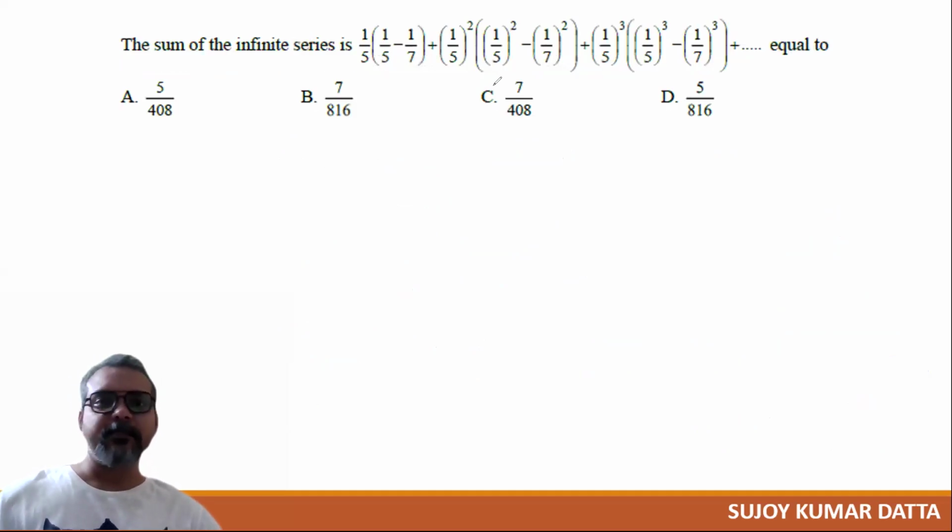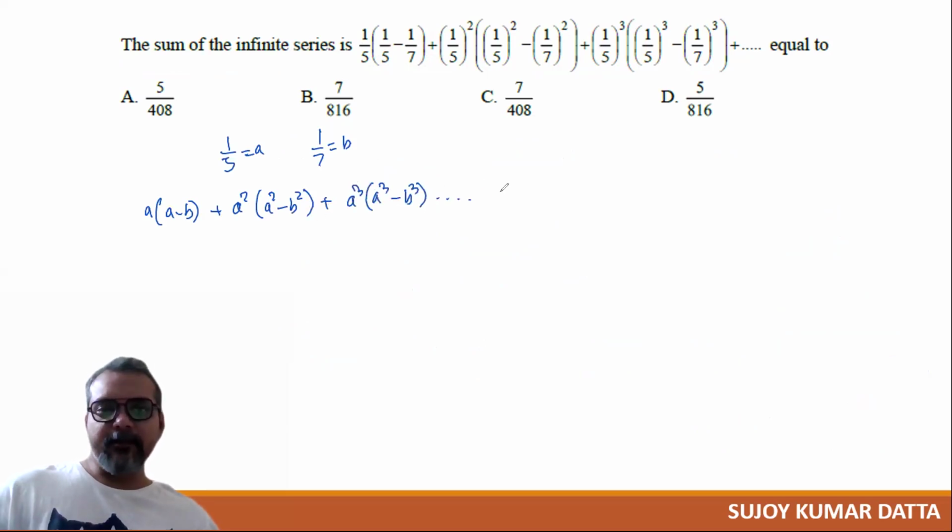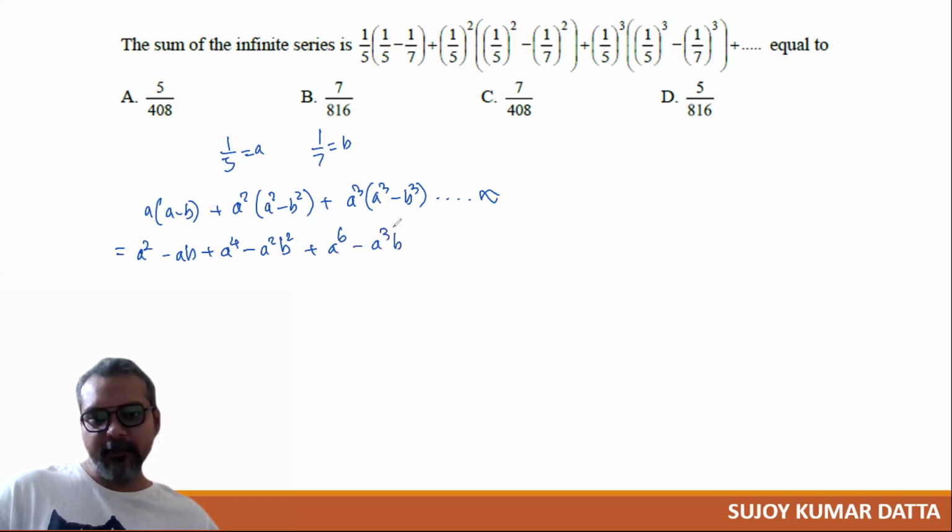So we have to sum up this infinite series. It's a combination of 1/5 and 1/7. So let's just say 1/5 is A and 1/7 is B. What you have in this series is A times (A minus B) plus A squared times (A squared minus B squared) plus A cube times (A cube minus B cube) and so on till infinity. Let's open it out. So we have A squared minus AB plus A to the power 4 minus A squared B squared plus A to the power 6 minus A cube B cube.